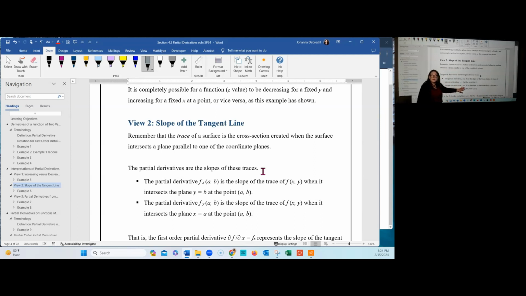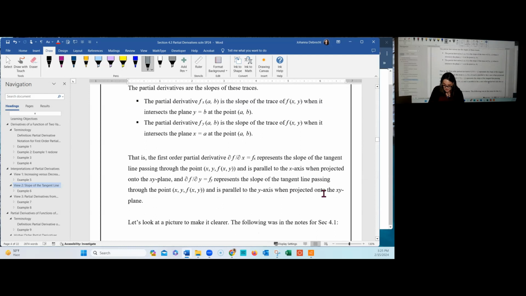The partial derivative with respect to y allows y to vary, which means that it's going to intersect with the plane at x equal a. And this would be at the point a comma b. This way of interpreting the partial derivative says that the partial with respect to x is the slope of the tangent line through the point x, y, f of x, y and is parallel to the x-axis when projected into the xy plane. This is the same thing that we've seen in CalcPlot 3D.